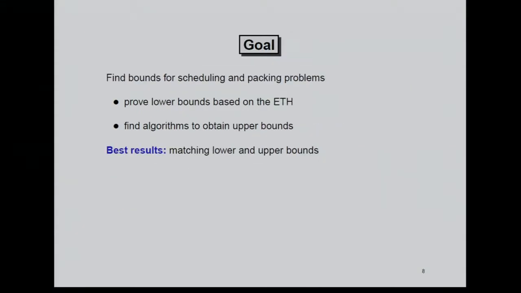The main goal for me was to find bounds for scheduling and packing problems, especially proving lower bounds based on the ETH, and also sometimes to find algorithms with upper bounds, and in the best case clearly to find matching lower and upper bounds. In some cases it's possible. I was surprised that in several cases you really come very close to the upper bounds, so my feeling was that the ETH should be very useful, and I believe in it. Otherwise I could not get such results.